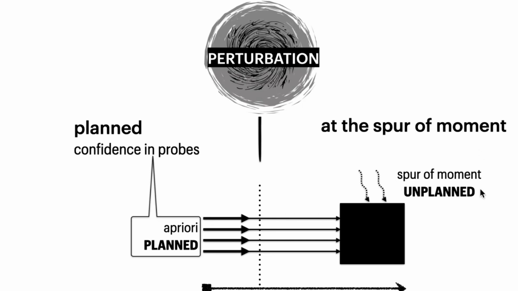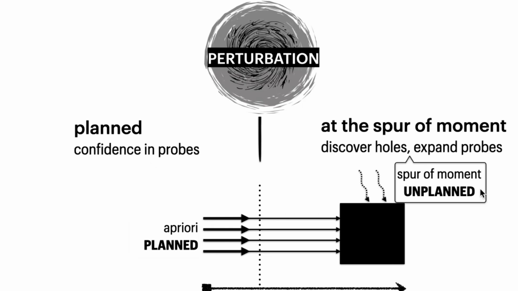Whereas perturbation in the spur of the moment is really about discovering holes in the probes themselves and therefore expanding the probes. Holes could be areas that I didn't go into, where I say, I never thought of that. And that's what we end up doing. So if you look at it from the view of perturbation and probes, what do planned and spur of the moment really accomplish? Confidence in the probes and expanding the probes. That's one way to look at it from the perturbation angle.